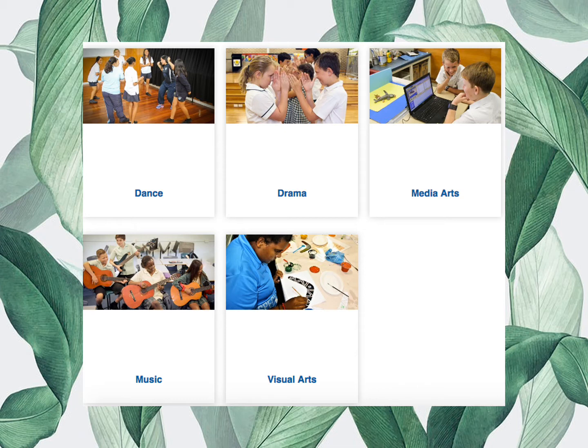There are 5 key arts learning areas within the Australian curriculum, which are visual arts, media arts, music and dance. They contribute to learning and are extremely important in reaching Goal 2 of the Melbourne Declaration, which is that all young Australians become confident and creative individuals.